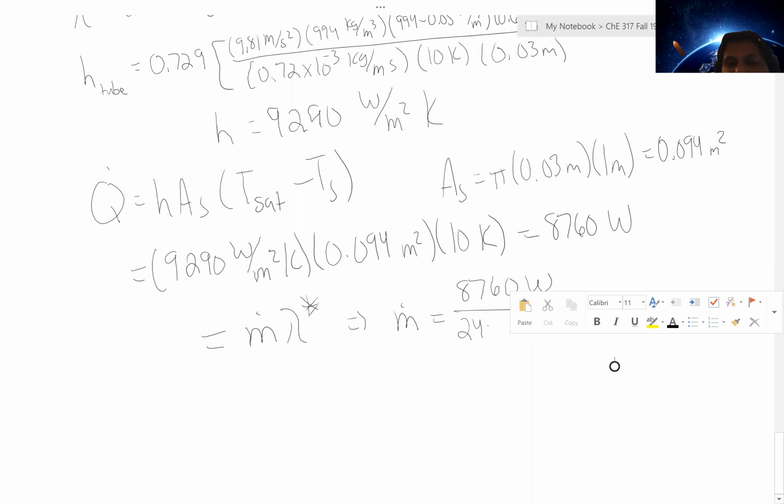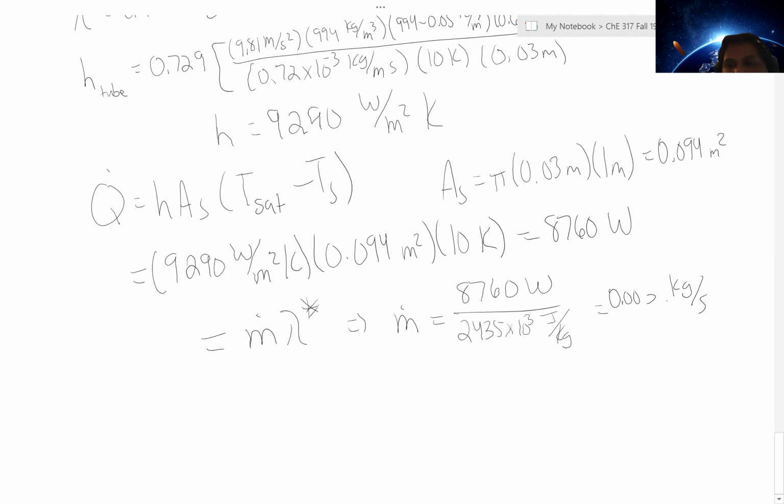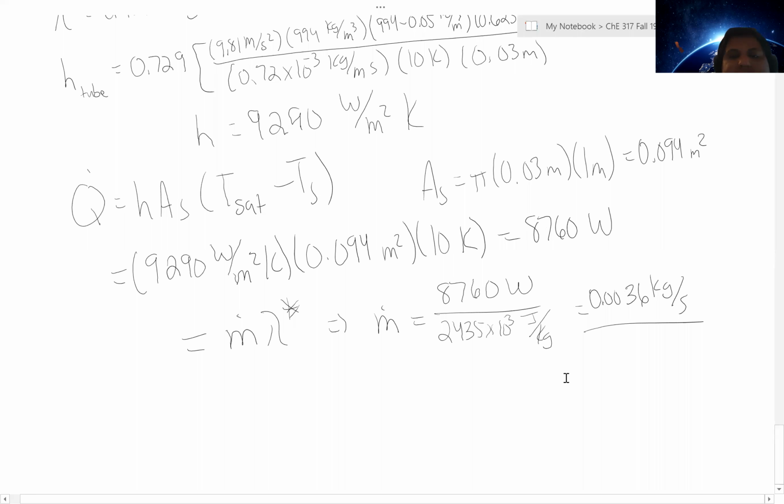2435 times 10 to the third joules per kilogram, which gives us our answer in kilograms per second as something very, very small, 0.0036. Which means if we wanted to have an appreciable condensation rate, we might have to look at a system with tube banks.